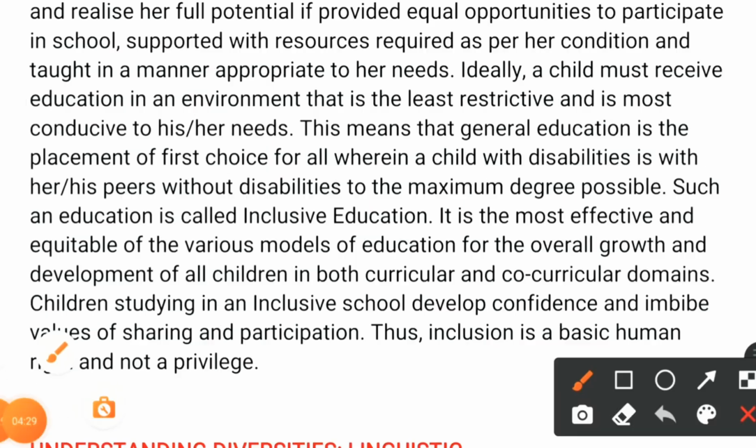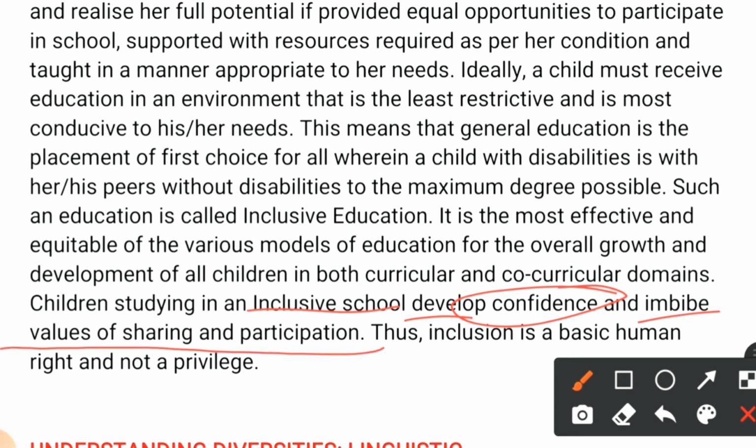Further it says the children who study in inclusive schools develop confidence. They imbibe values of sharing and participation. Not only do they feel confident, but they also gain the values of sharing. They learn how to share with others. They learn how to participate with others in different kinds of activities. Thus, inclusion is a basic human right and not a privilege. So it has been considered that it is a basic right and every child should get this basic right, and it is not only a privilege that a certain class of students can get this opportunity of education.